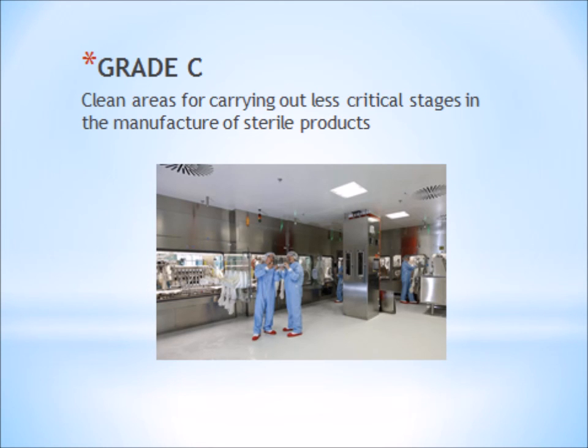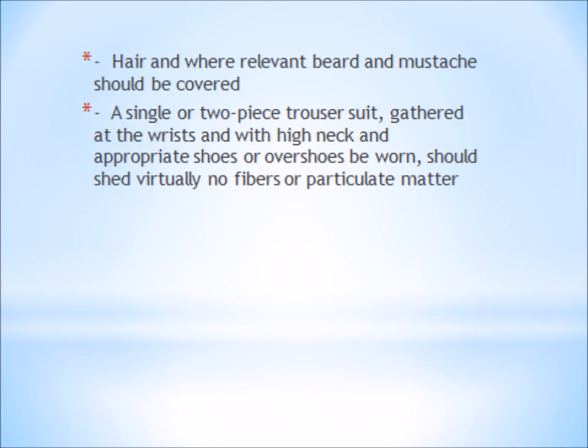Grade C. Clean areas for carrying out less critical stages in the manufacturing of sterile products. Hair and where relevant, beard and mustache should be covered. A single or two-piece trouser suit, gathered at the wrist and with high neck, and appropriate shoes or overshoes should be worn. Should shed virtually no fibers or particulate matter.